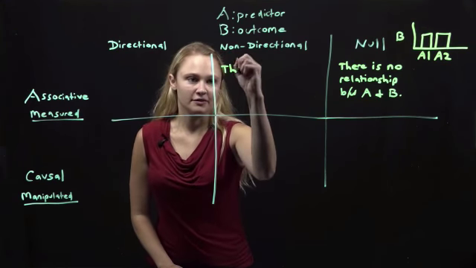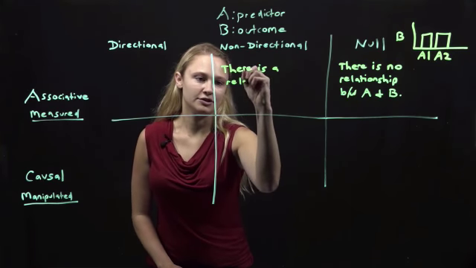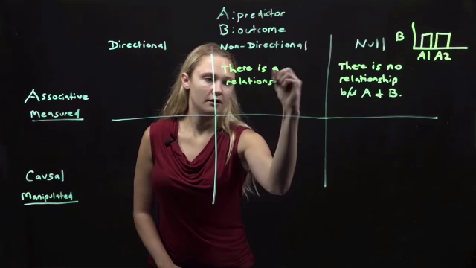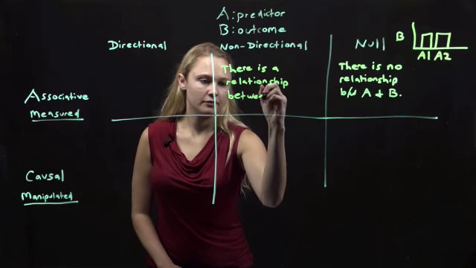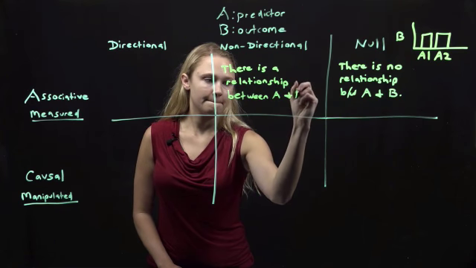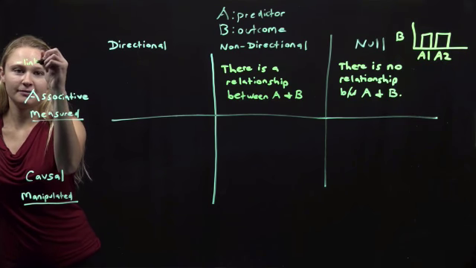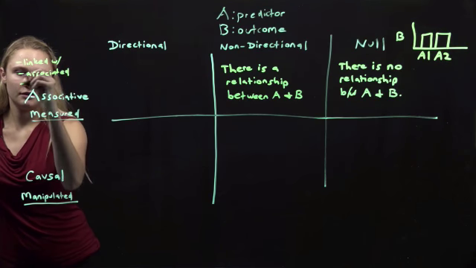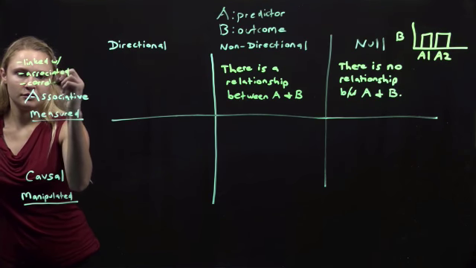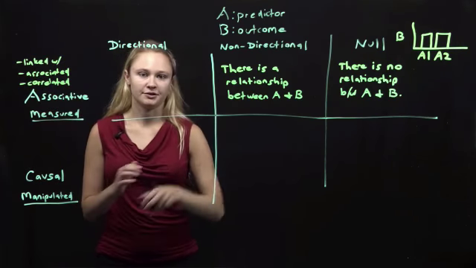So I can write, for one of them, there is a relationship between A and B. And then I'm going to write, just so you have it over here, linked with works as well, associated, and correlated with. So you can use these terms in directional, non-directional.